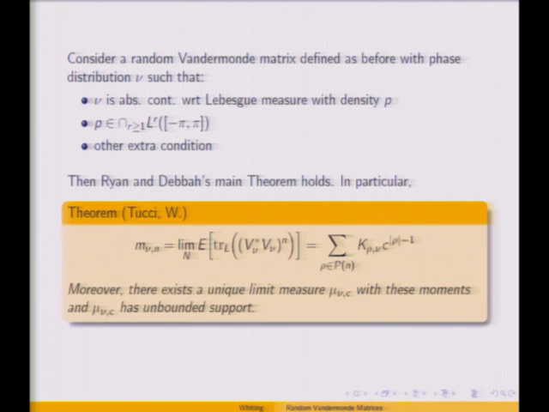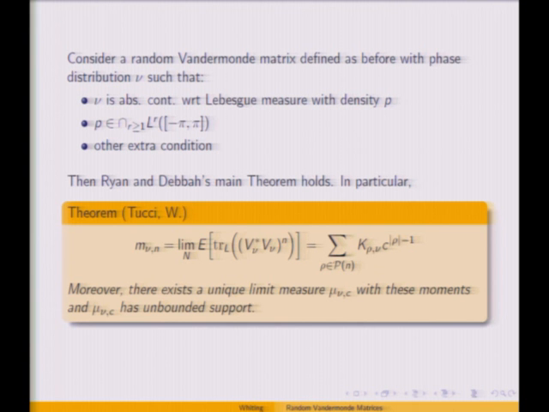Now an important point is that Ryan and Dever showed only that the limit moments exist. But actually, it's important to know that the distribution exists, and it's not enough that the limit moments exist for the limit distribution to exist. For example, the log normal has all its moments, but there are other distributions than the log normal which have the same moments. So just showing that the limit moments exist is not enough to show that the limit distribution exists.